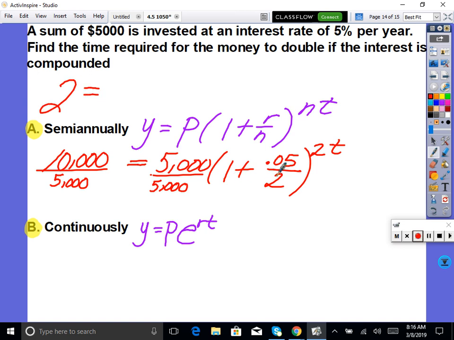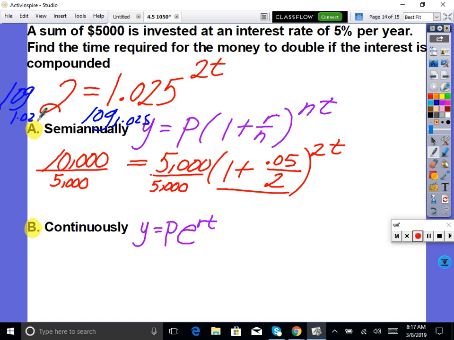Now wouldn't it probably be easiest to actually find out what that is, that base? So 1 plus 0.05 over 2, I typed that into my calculator and I got 1.025, agreed? Yes. And that's raised to the 2t. Solving for t, what would be my next step? Don't be that person that divides by 1.025. Yes, log base 1.025 both sides. Log base 1.025. So now over here I have log base 1.025 of 2 equals 2t.